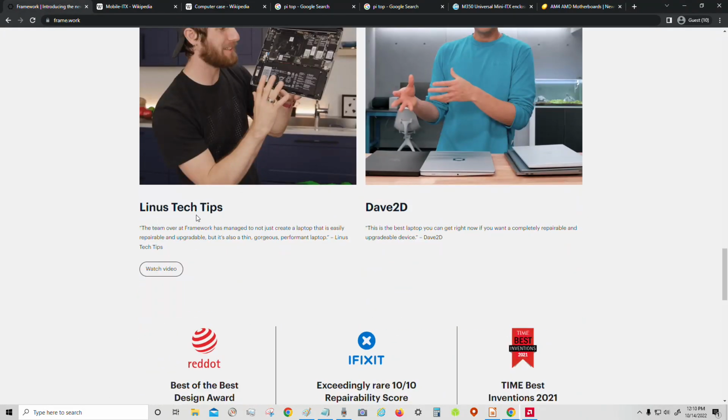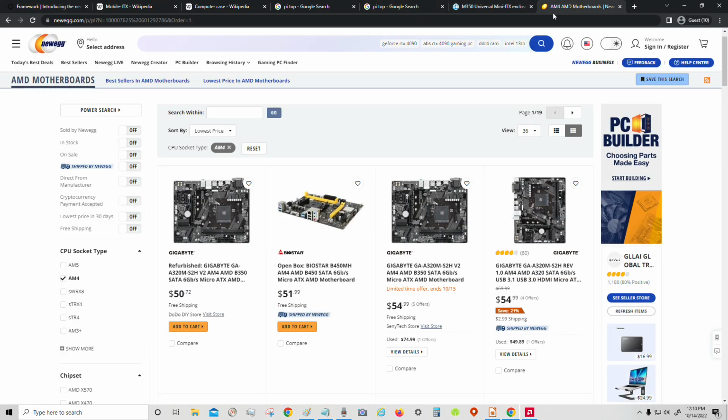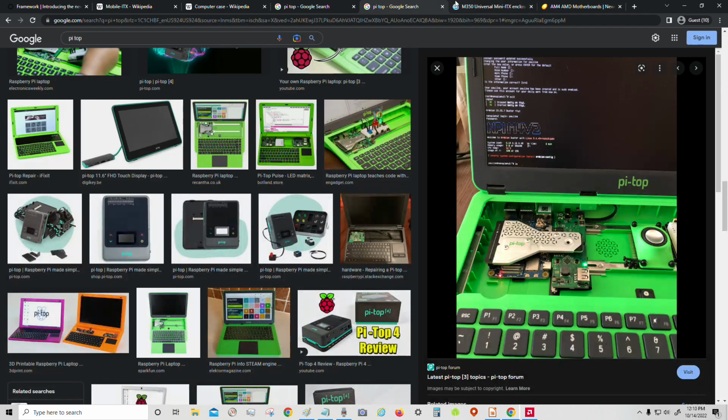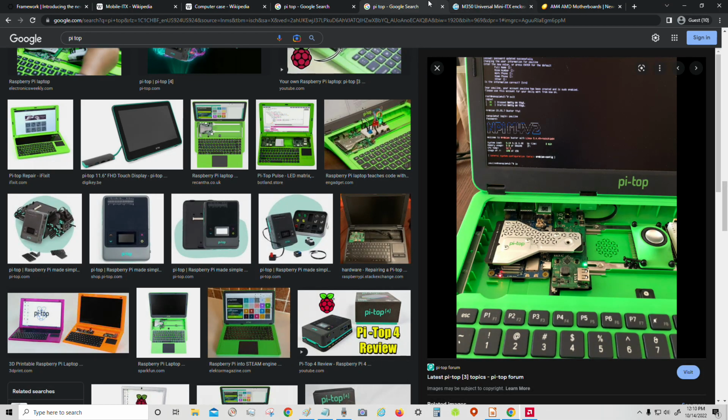But if you just wanted to build something that can browse the web or have some basic communication capabilities, you could build a Raspberry Pi laptop like this, and then you could upgrade it when something like a Raspberry Pi 4 is released. Now, I think they use the Raspberry Pi 3 here, and they may have a newer one. I think this one probably uses the Pi Top with the Raspberry Pi 4.